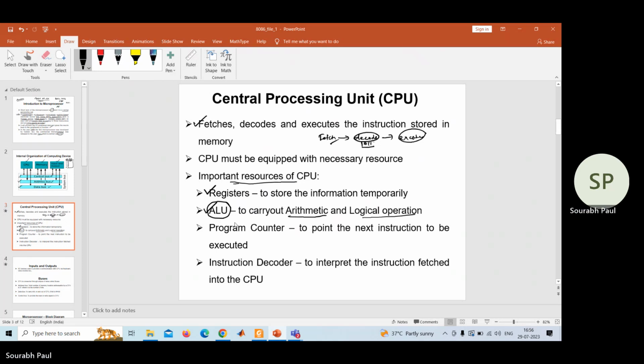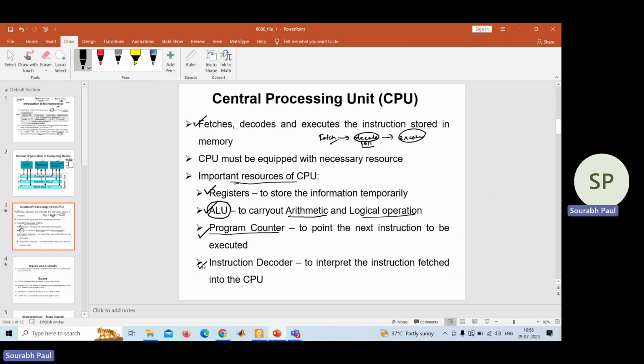Okay. Then the next is program counter. This is a very important thing for CPU. This program counter is some sort of register, and this indicates what instruction is to be executed next. Its address will be given in the program counter. So program counter contains the address of the instruction which will be fetched next or executed next. So this will be given by the program counter.